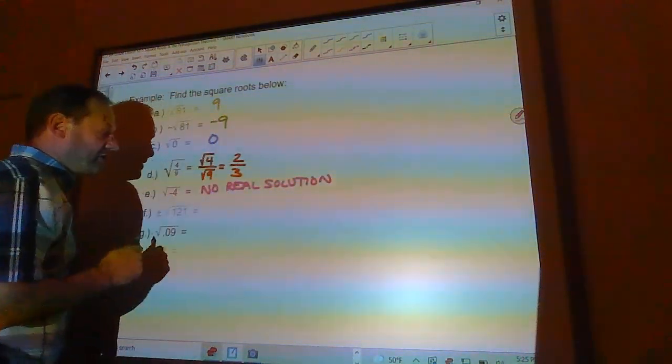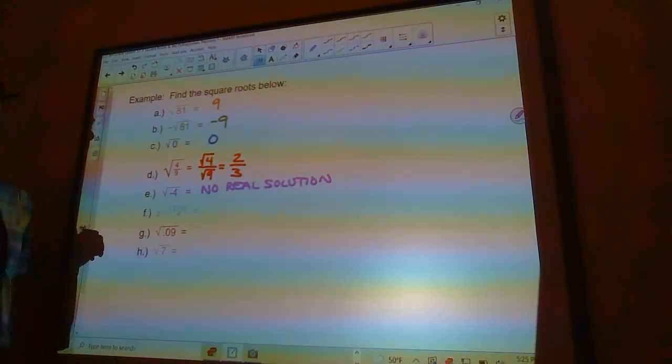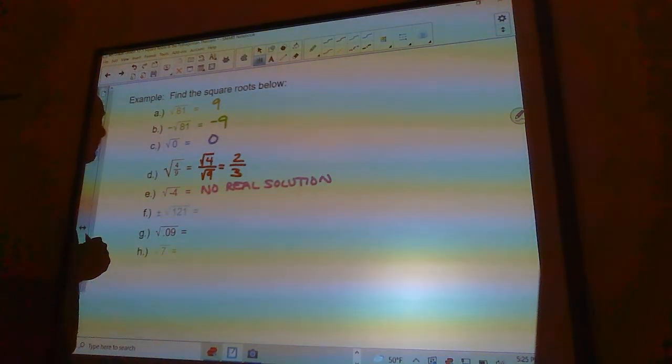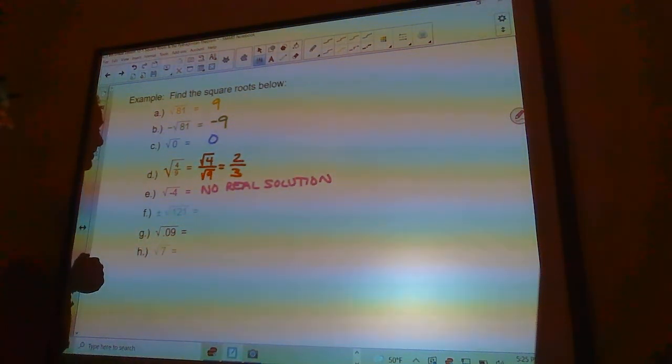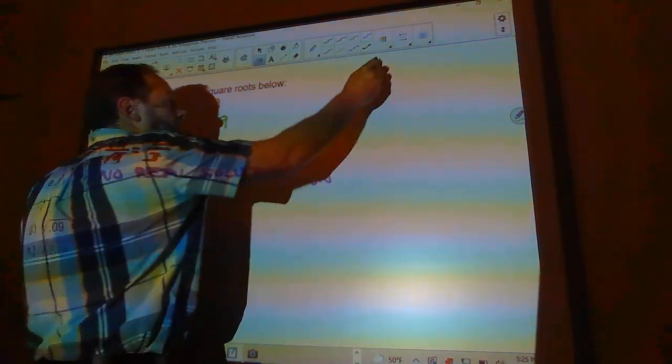Okay, now I don't want you to write no solution because there is a solution. There's two solutions to that. But since we haven't talked about imaginary numbers yet, we don't know the answer to that. So we're just going to say no real solution. There's no real number that I can do this with. Okay, next one.